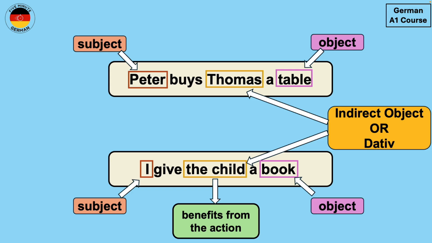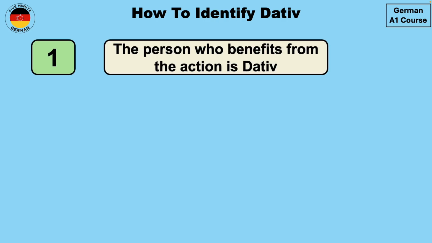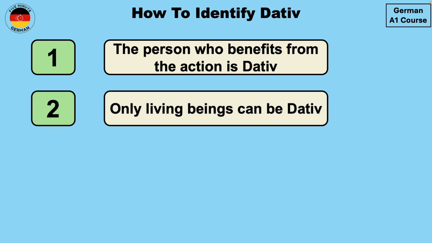Now based on these examples, let me give you some points on how you can identify the dative. So the first point is what we saw already, is that the person who benefits from the action is dative. The second point is that only living beings can be dative. This means a book or a table cannot be dative. Only a child, a man, a woman, or anything which is living can be dative.